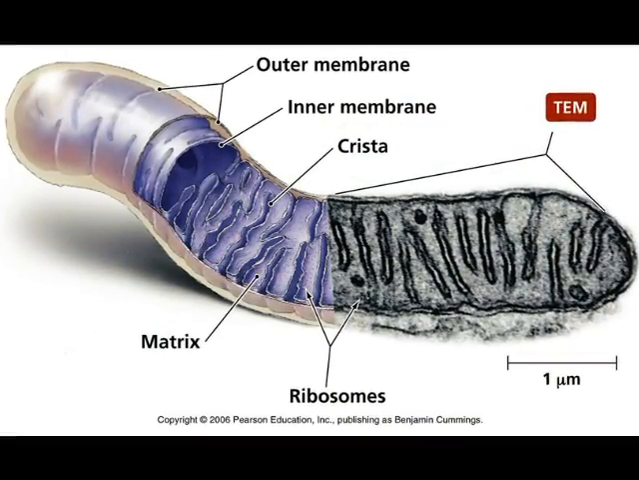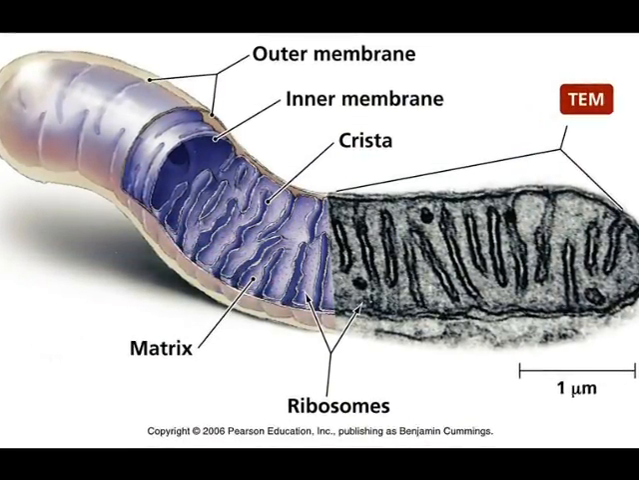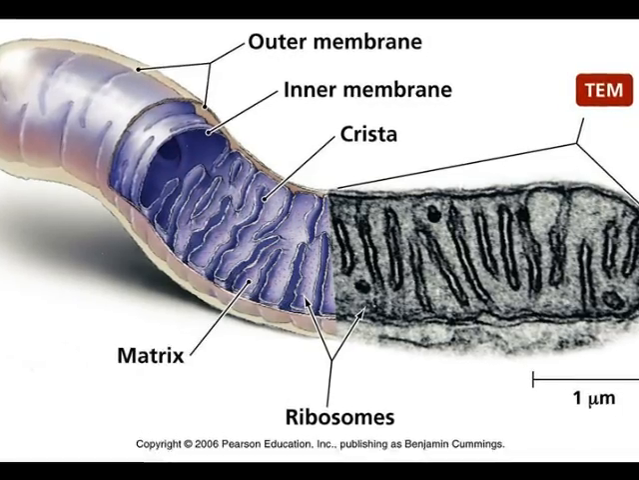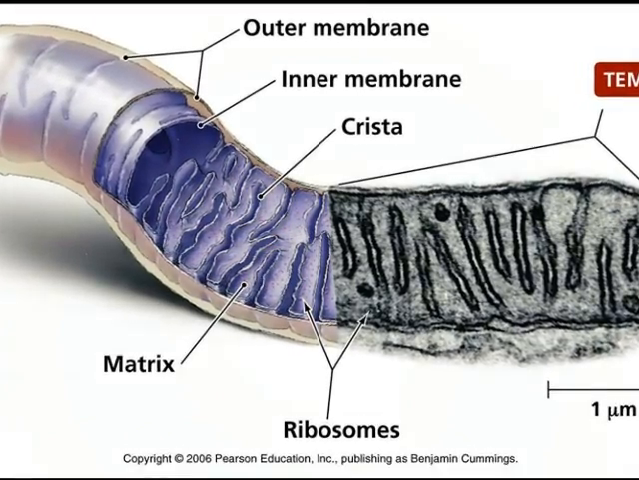This here is a mitochondria, the powerhouse of the cell. The mitochondria makes ATP, which the cell uses for energy.